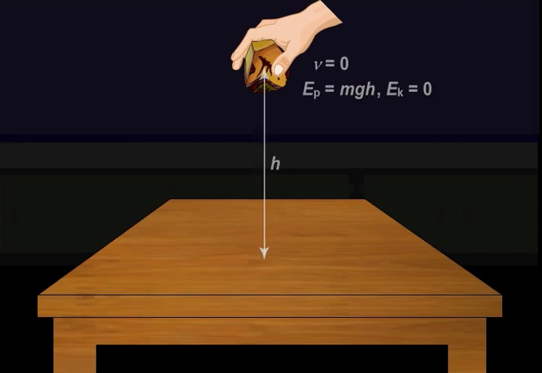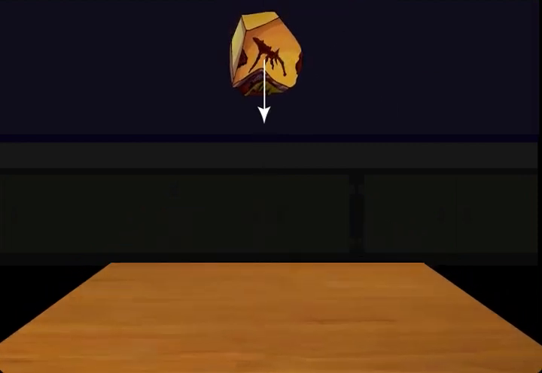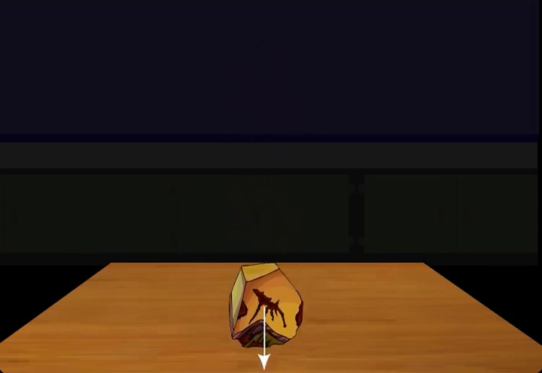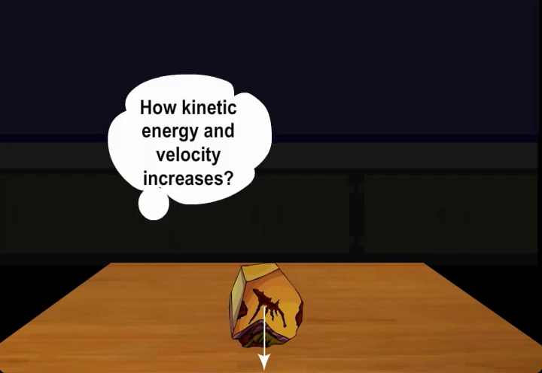Now we do something. We release the stone and the stone falls freely under gravity. And when it is falling, its velocity and therefore its kinetic energy increase gradually. Let me ask you a question. How is it gaining this kinetic energy? I'll come back to it later.